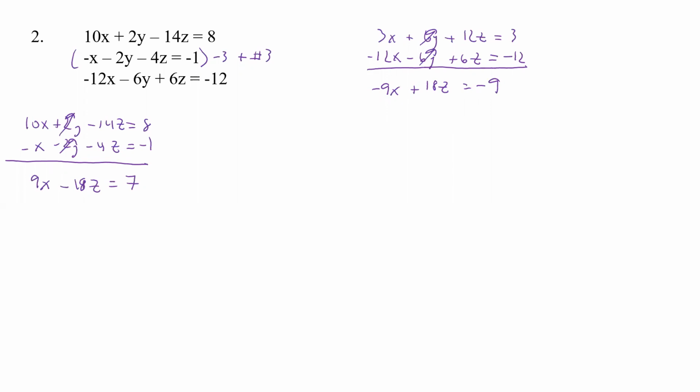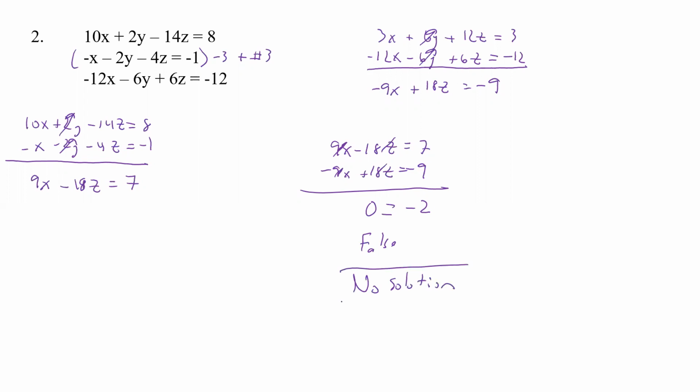Okay. All right, well now I notice if I add the two equations together, my 9x will cancel the 9x. And so these two I'm just going to add. So I'm going to take the 9x minus 18z equals 7, and minus 9x plus 18z equals -9. Well, guess what? Not only do those cancel, but those cancel, so I get 0 equals -9 plus 7 is -2. Well, what does that tell us? That tells us we don't have a solution, so that's false. And so there's no solution to this system of equations, okay?